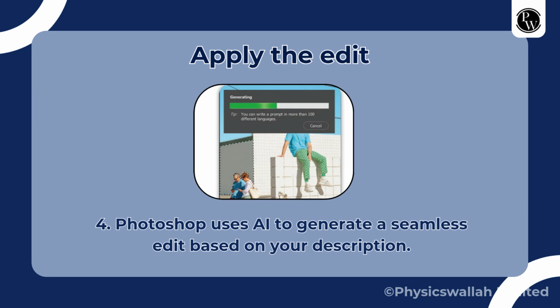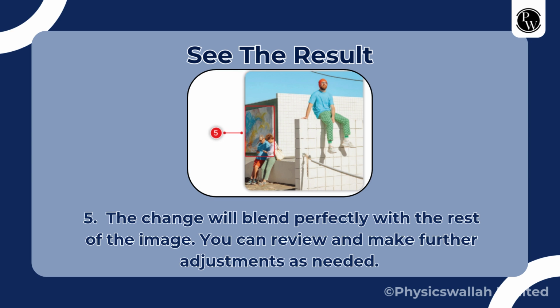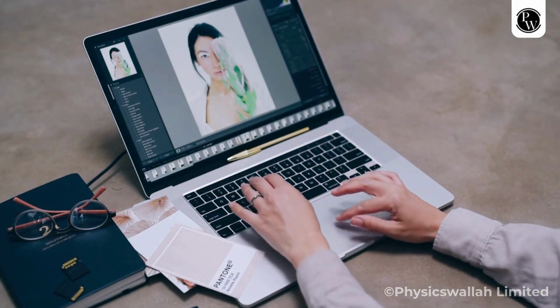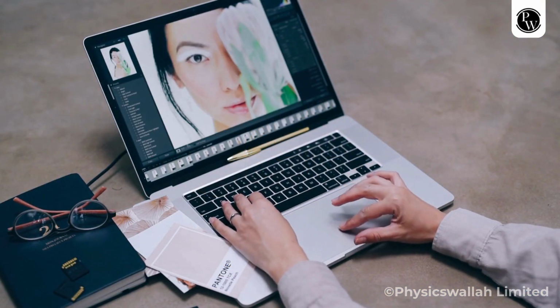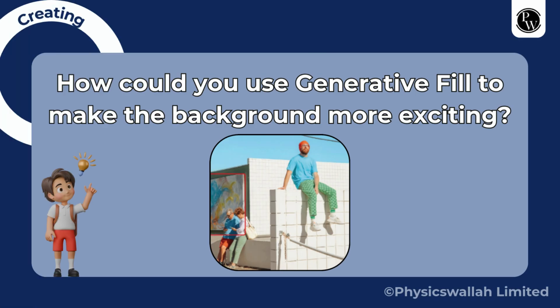Apply the edit. Photoshop uses AI to generate a seamless edit based on your description. See the result. The change will blend perfectly with the rest of the image. You can review and make further adjustments as needed. Imagine you're designing a poster for a school event. How could you use Generative Fill to make the background more exciting?